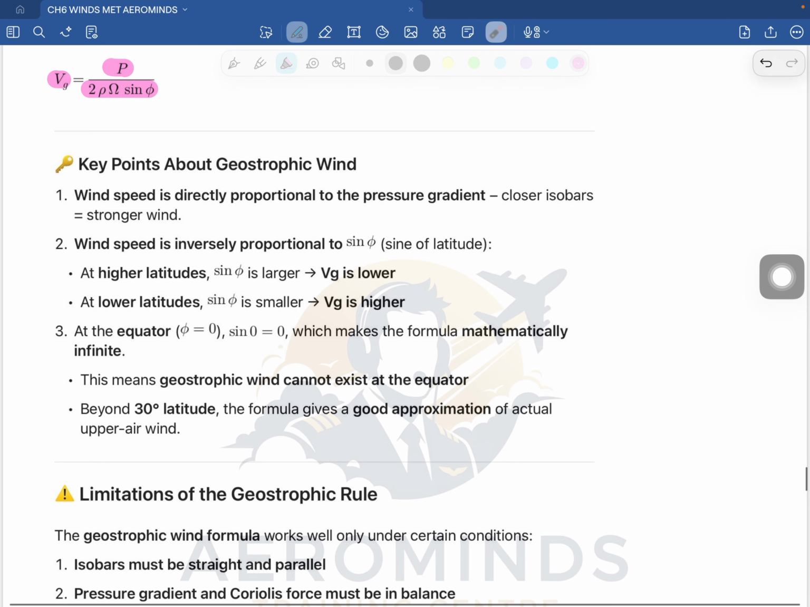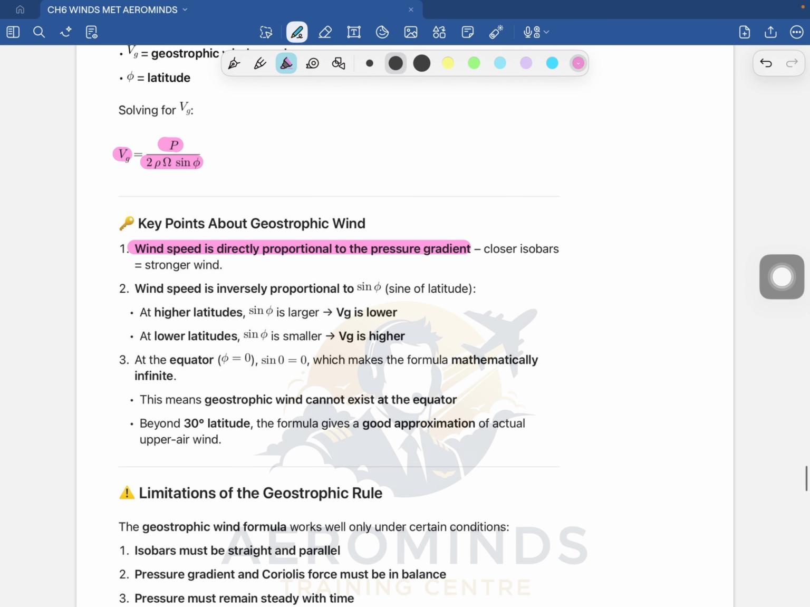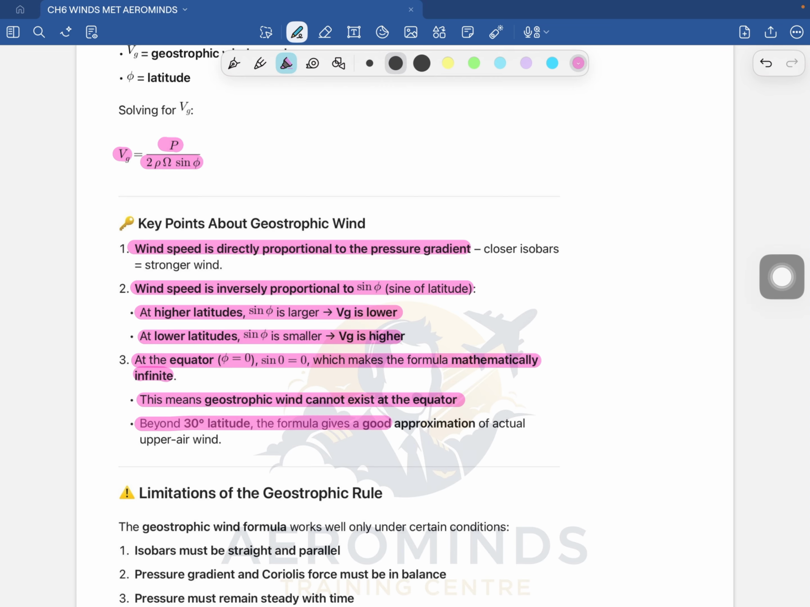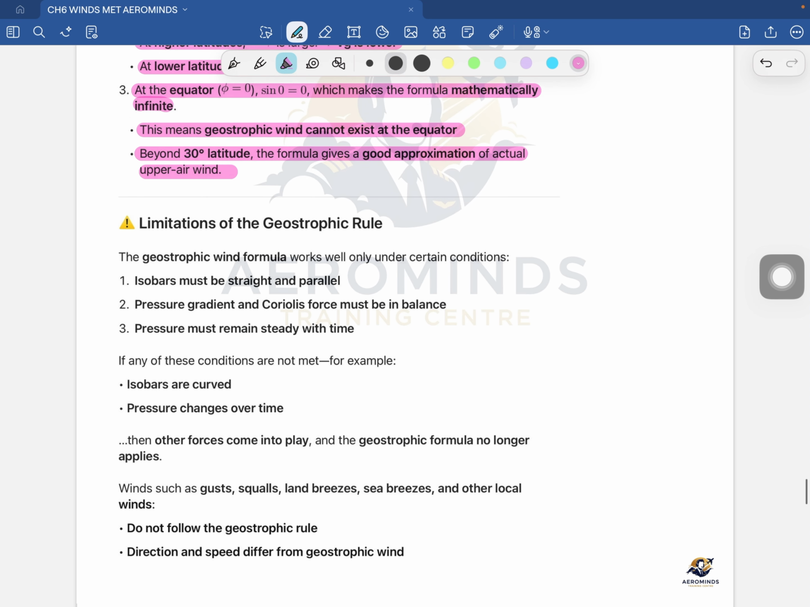So remember this also. Wind speed is directly proportional to the pressure gradient, which means the closer the isobars, the stronger the wind. Wind speed is inversely proportional to sine theta. So at high latitudes, Vg will be lower, and at low latitudes, it will be higher. And at the equator, as I told you, sine is 0, which makes it infinite. So the geostrophic wind cannot exist at the equator. Beyond 30-degree latitude, the formula gives a good approximation of the actual upper wind. Got it? So now we'll move ahead to the limitations of the geostrophic rule.